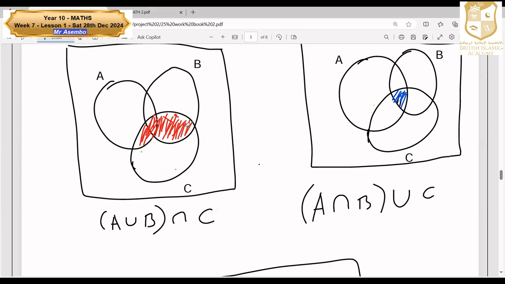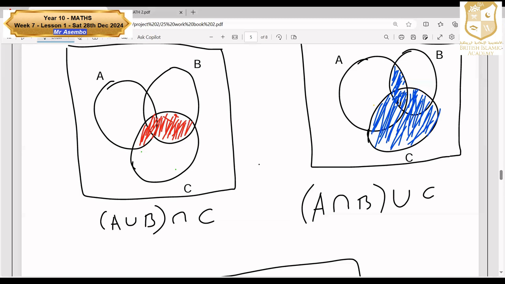Okay, let's correct it. So it is A intersection B, then union C. A intersection B is this one. And then union C, we just add the union C in this one. We were making a mistake there, which means we were not paying attention to the union. Union means every element that is in either side. So that one is the required region where we are supposed to shade.